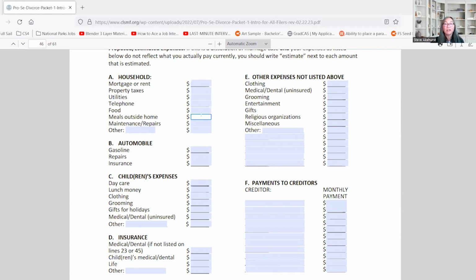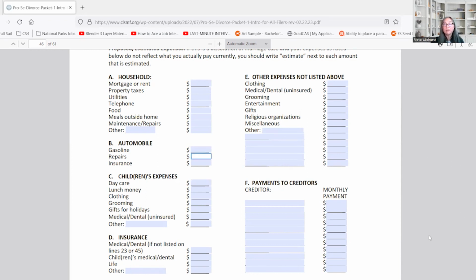If you don't eat out, great, you write 0. Same thing with any other maintenance or repair. Gasoline, same thing. You might not drive every week, and so you might not fill up your gas every week. So you just have a rough estimate.